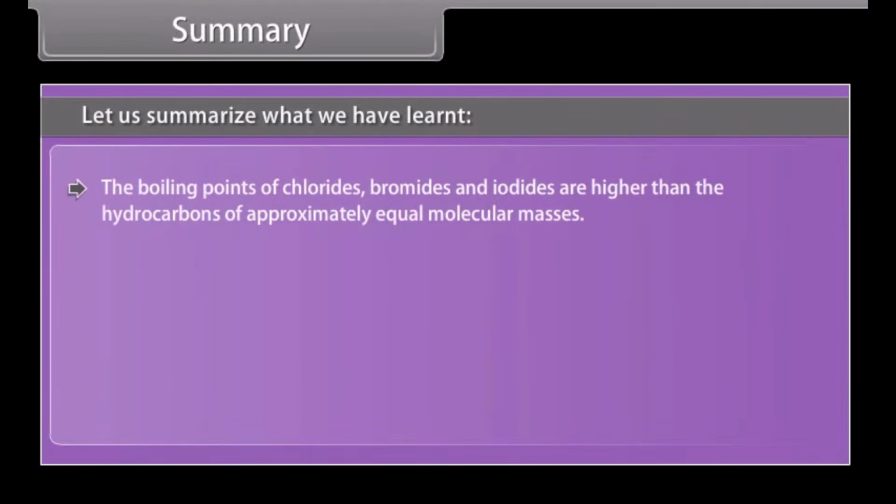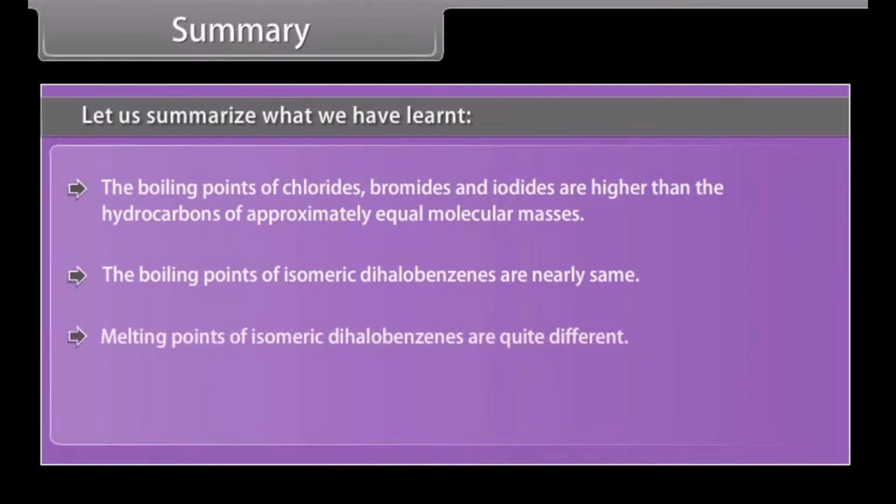The boiling points of chlorides, bromides and iodides are higher than those of hydrocarbons of approximately equal molecular masses. The boiling points of isomeric dihalobenzenes are nearly the same. The melting points of isomeric dihalobenzenes are quite different. The haloalkanes are only slightly soluble in water.